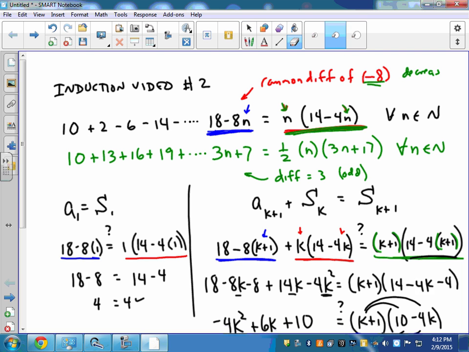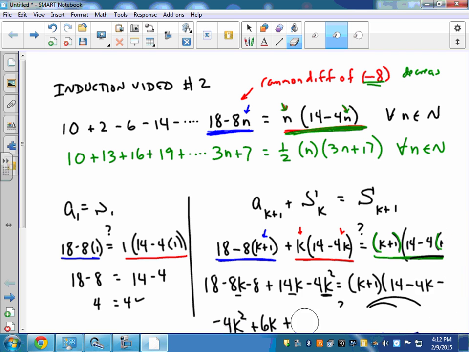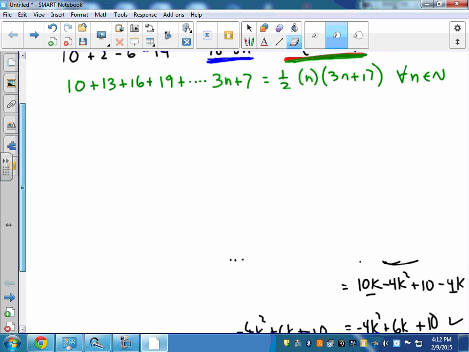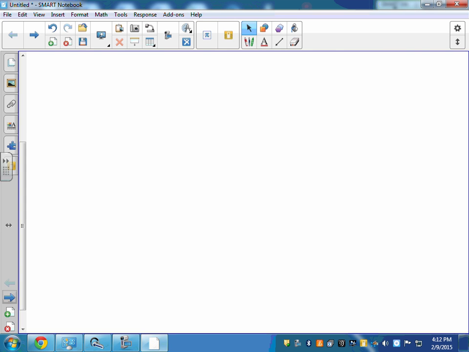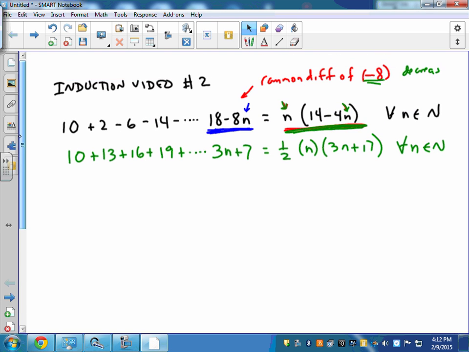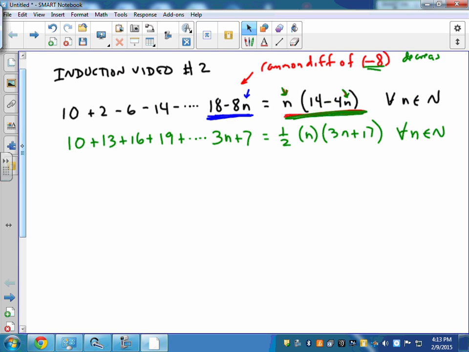Now, the second example is going to be what happens when the difference is odd. So that was our green one there. And we're going to have to do the same thing. We have to show that a sub 1 is the same as s sub 1. And we have to show that when we add a sub k plus 1 to the kth partial sum, we get the k plus first partial sum.